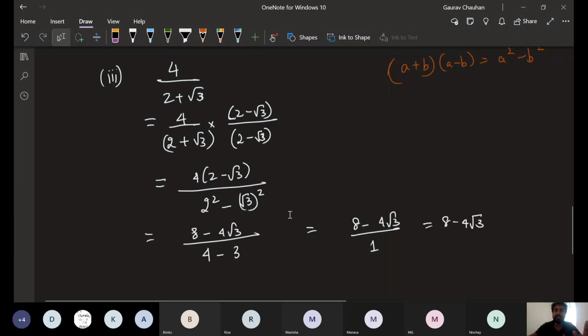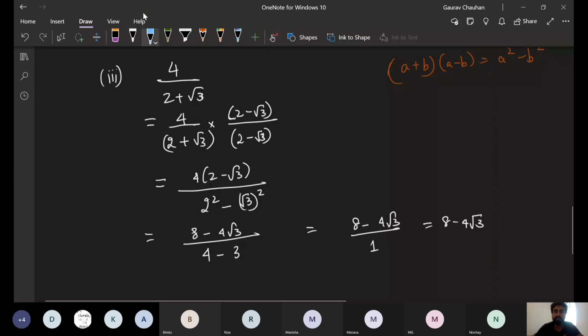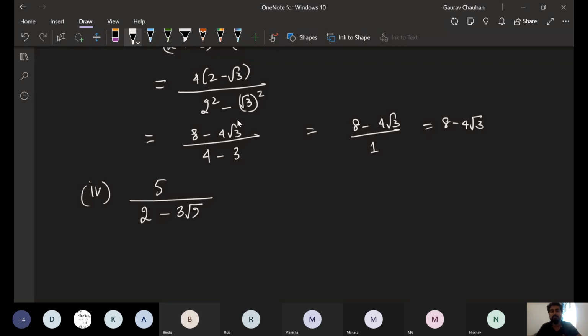Same exact thing I should do when the denominator has a term like this, but with a minus in between. Let me take a little bit tougher example for that. Let's take the fourth question. Let's put 5 in the numerator, it does not matter, by 2 minus 3 root 2. 2 minus 3 root 2.